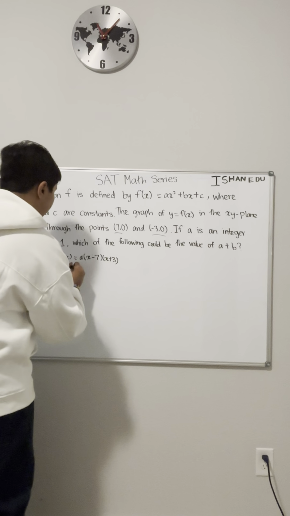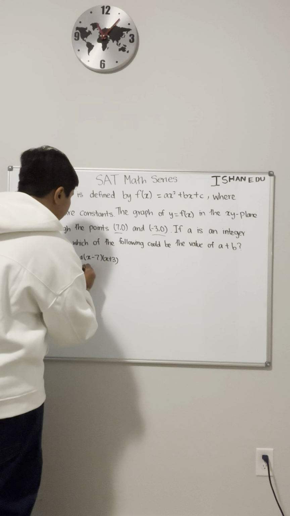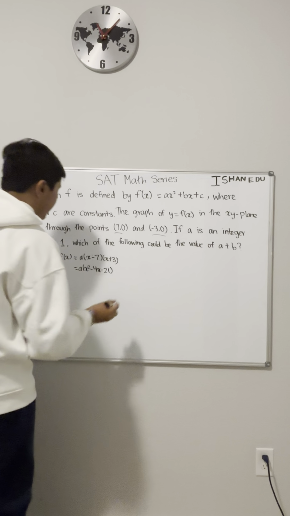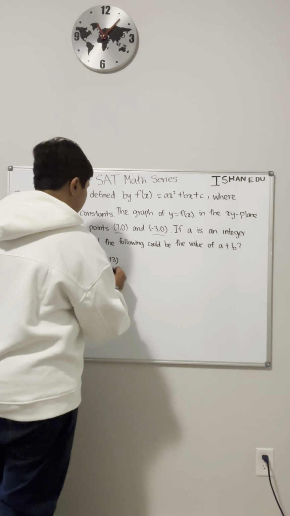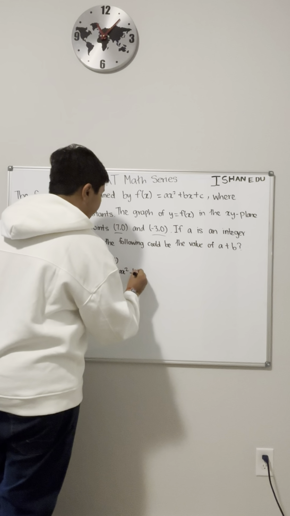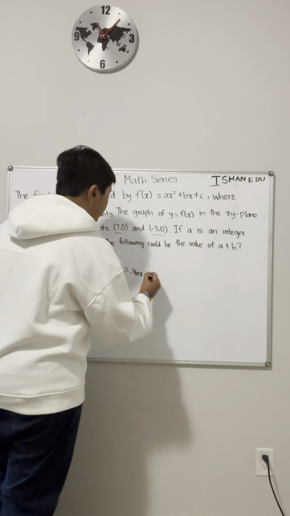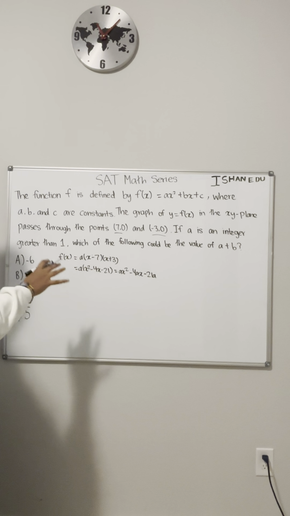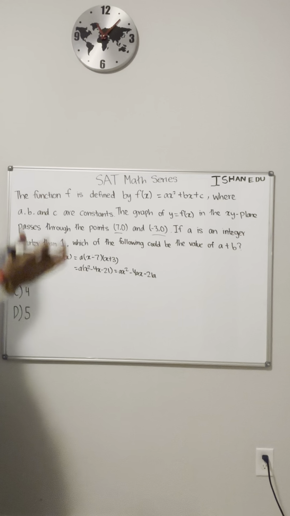And we can expand this, right? So a times (x squared minus 4x minus 21), you can FOIL this out, which basically equals ax squared minus 4ax minus 21a. Alright, so that is our function. And now we have to match this to the ax squared plus bx plus c format.